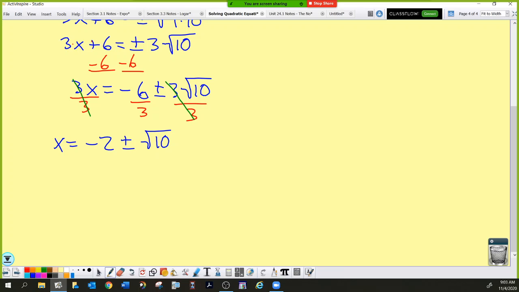This is 2 different solutions. And it might be written like this on the test, or it might be written separated. Negative 2 minus root 10, and negative 2 plus root 10. This tells you that your quadratic has its axis of symmetry at x equals negative 2. It crosses the x-axis, square root of 10 to the right of that number, and square root of 10 to the left of that number. Yes, sir, Junior.